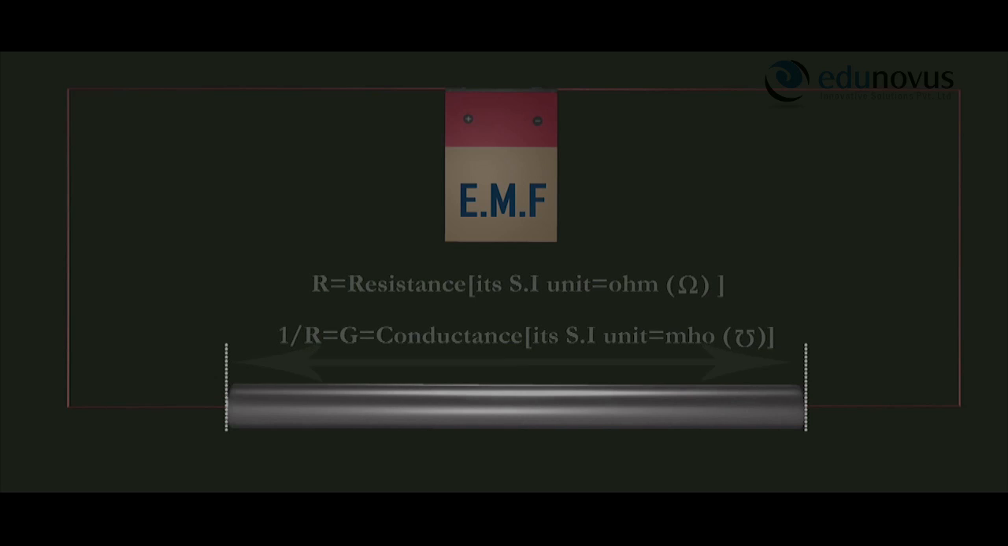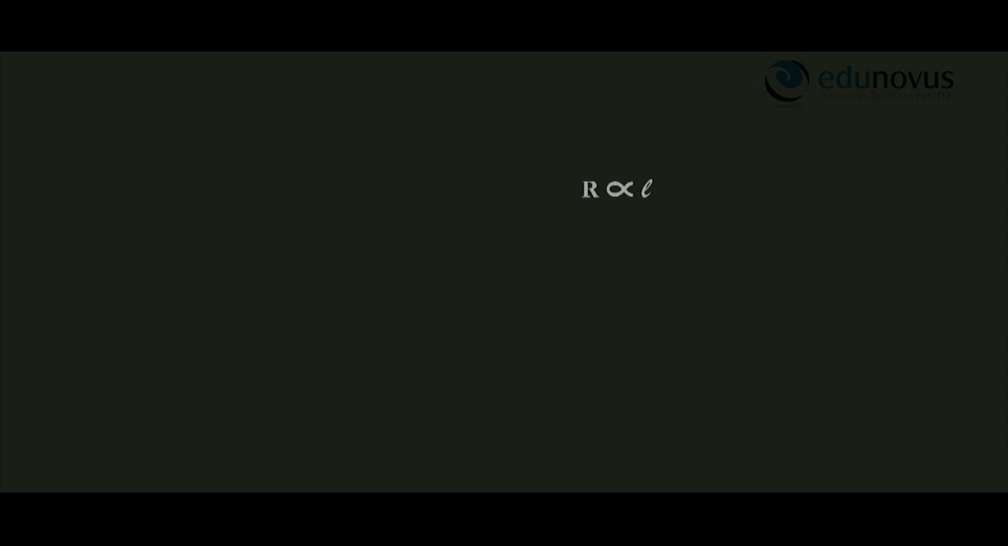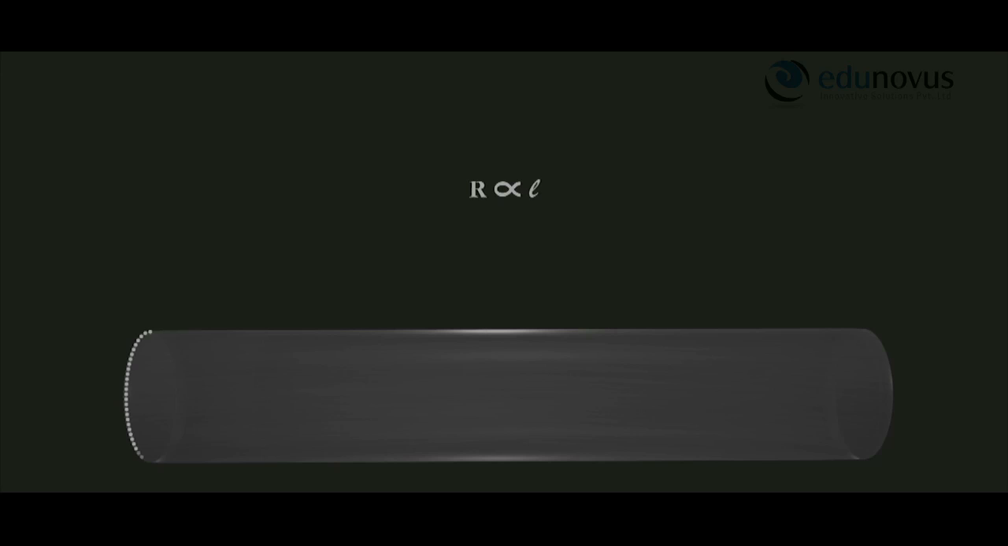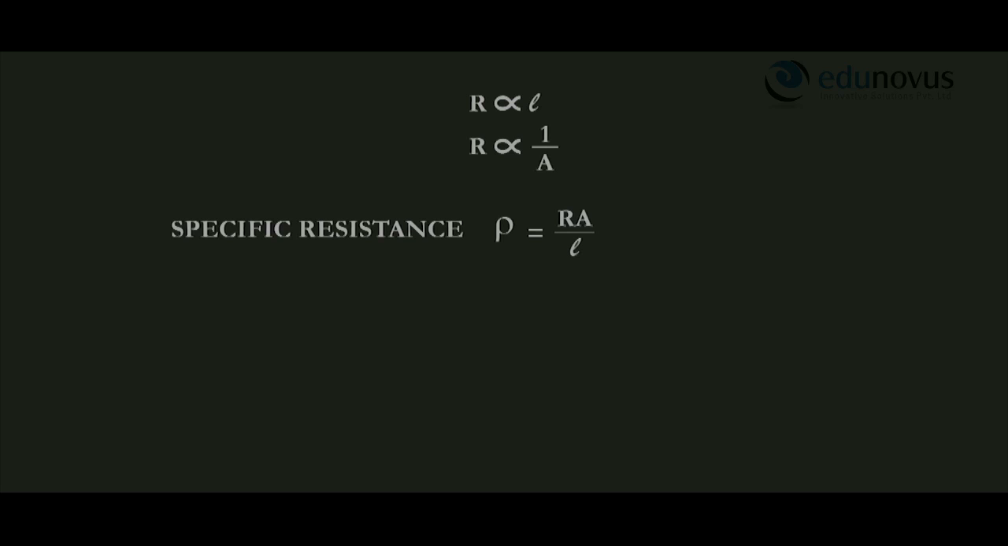Resistance is directly proportional to the length of the conductor, that is, R is directly proportional to L. Resistance is inversely proportional to the area of cross section, that is, R is inversely proportional to A. Specific resistance ρ is equal to RA by L. Conductivity σ is equal to 1 by ρ.